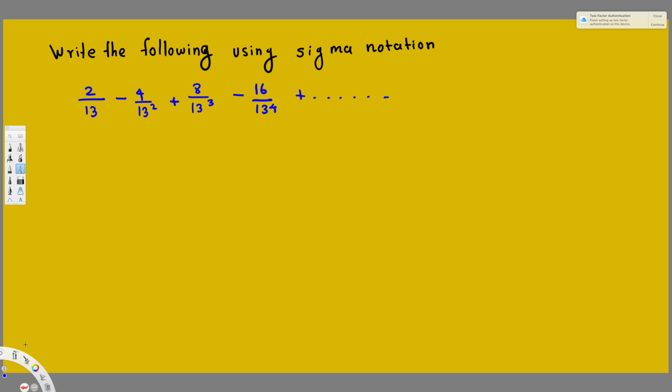Let's do this problem right here. The question is asking: write the following using sigma notation or summation notation. So here we have this one right here, and the first thing I notice is that we have minus, plus, and it's going on like that. So it means we are going to have a negative value.